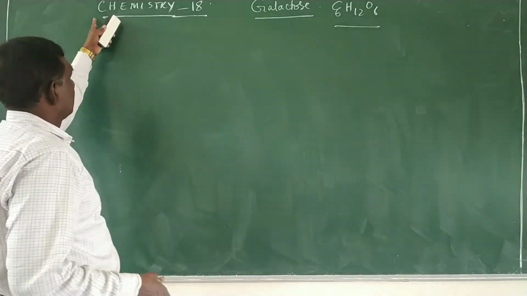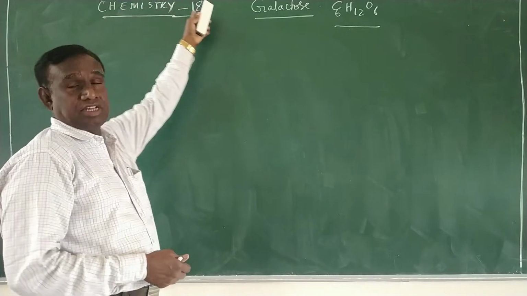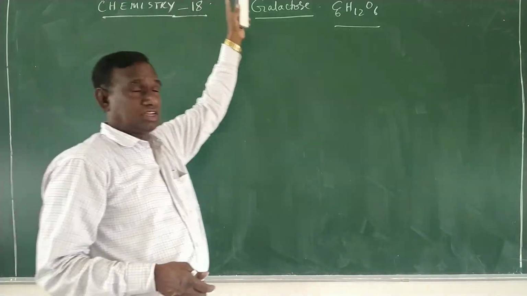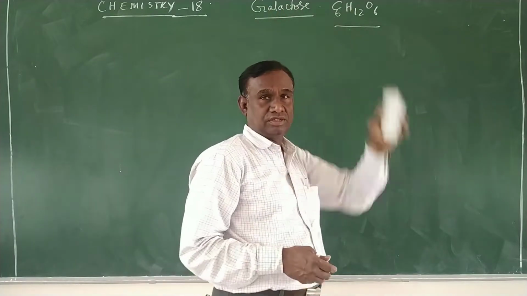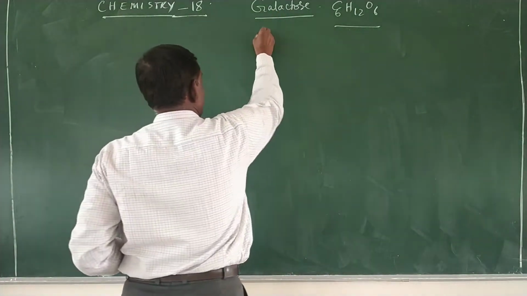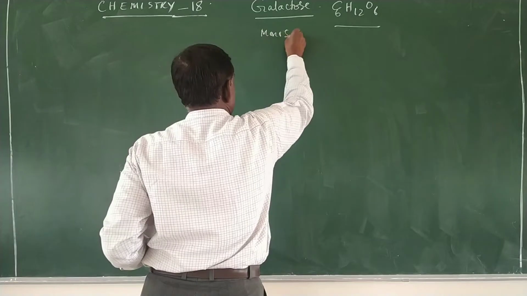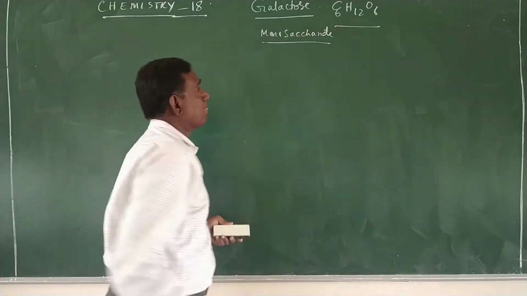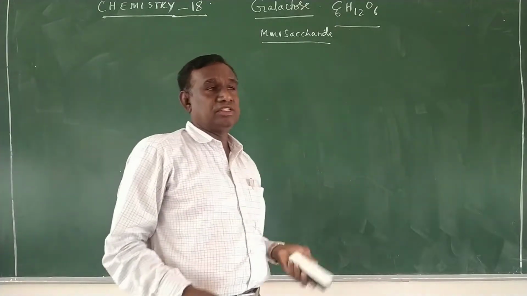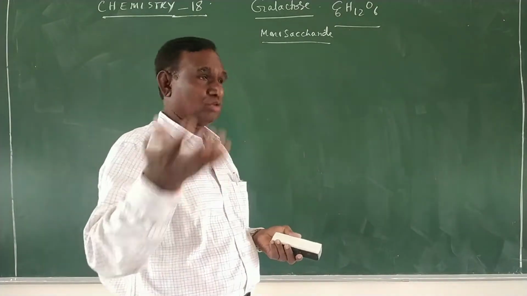Okay. Students, this is chemistry 18th class. In the carbohydrates, we are going to explain the structure of galactose. Galactose is a monosaccharide, of course. It is a reducing monosaccharide and it is formed in the hydrolysis of lactose.